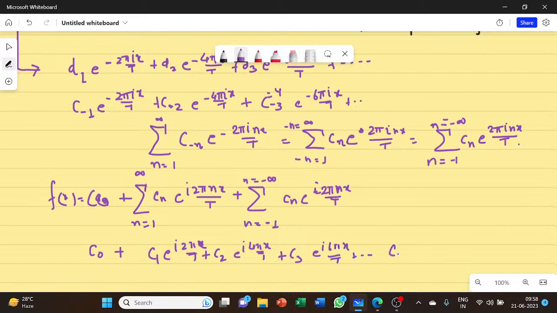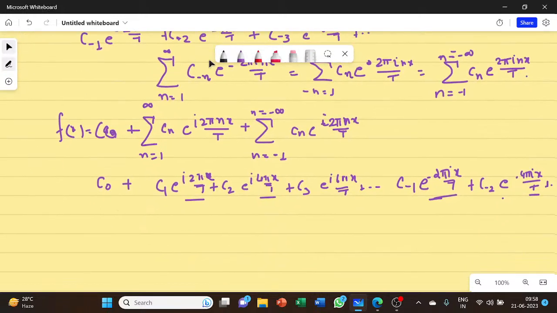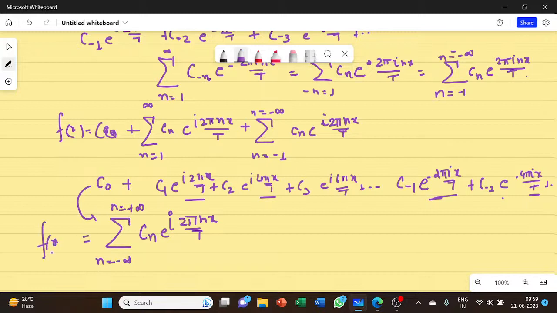Put n equal to minus 1. So you will get c minus 1 e to the power minus 2 pi iota x upon t. Then plus c minus 2 e to the power minus 4 pi iota x upon t. So what you are seeing is that 2 pi x upon t is here, minus 2 pi x upon t is here, 4 pi x upon t is here, minus 4 pi x upon t is here. So can you not write this entire sum as simply summation c n e to the power iota 2 pi n x upon t, n varying from minus infinity to plus infinity? This is what is known as your complex exponential Fourier series.